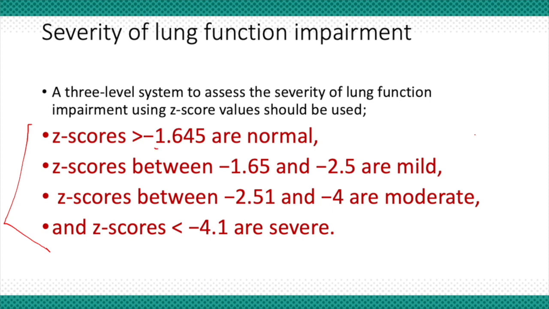Z-scores greater than minus 1.645 will be normal. Anything between minus 1.65 and minus 2.5 will be mildly affected, minus 2.5 to minus 4 will be moderate, and less than minus 4.1 is severe. So this is a very important slide. You can take a screenshot, and when you report PFTs next, look at the Z-scores, and anyone who's more than minus 1.645 is above the 5th percentile, and that value should be normal.